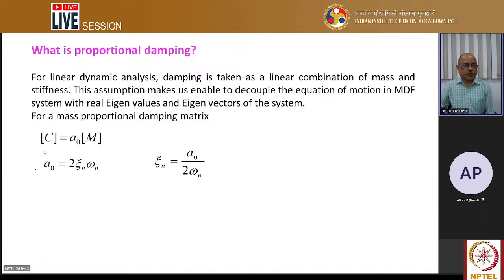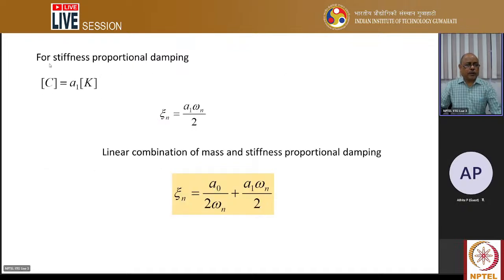Now, for linear dynamic analysis, damping can be assumed as a linear combination of mass and stiffness. For that assumption, the C matrix, that is the damping matrix for a multi-degree-of-freedom system, is equal to some constant times the mass matrix. That constant has been found as 2 ξn ωn. From that equation, we can get the damping in the nth mode equal to A0 divided by 2ωn. Now, when one assumes that damping is proportional to stiffness, then the equation can be written as C matrix equal to A1 times the K matrix.